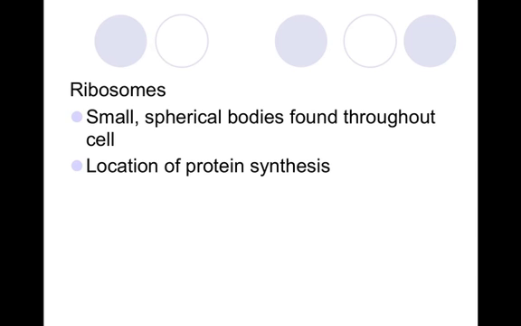Ribosomes are small, spherical, and found throughout the cell. And this is where protein synthesis occurs. If you notice on the rough ER, there were ribosomes there. Protein synthesis can occur on these ribosomes. Then the proteins can go into these channels of the endoplasmic reticulum and get transported where they need to go.